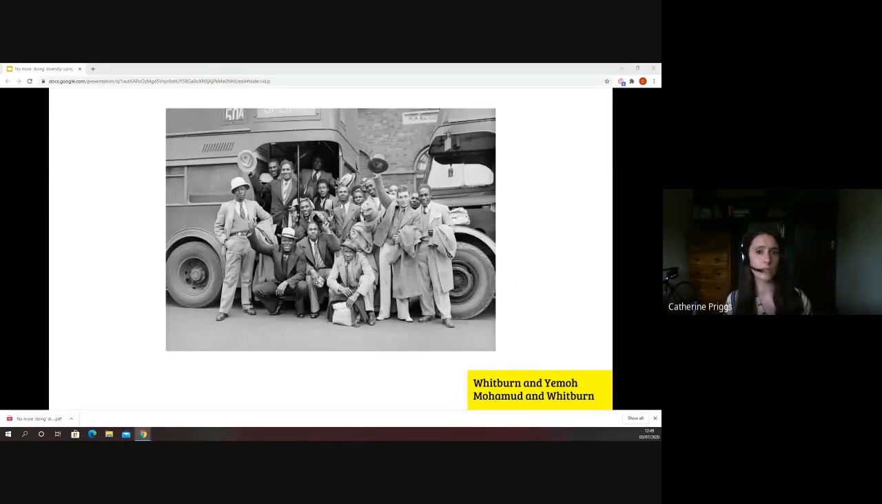Whitburn and Yamo were working with a similar premise when they built a unit that focused on struggles for civil rights in Britain post-45, a topic that they noted has often been neglected in school history curricula at the expense of civil rights in the US, but it's a topic that definitely does deserve our attention.